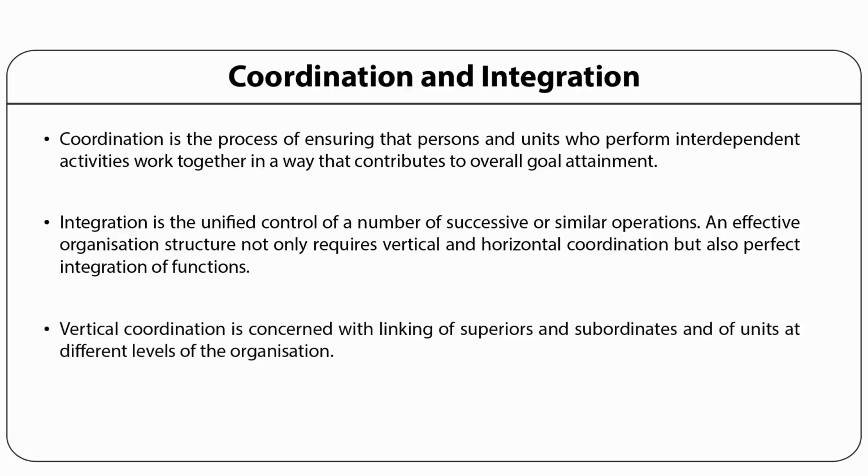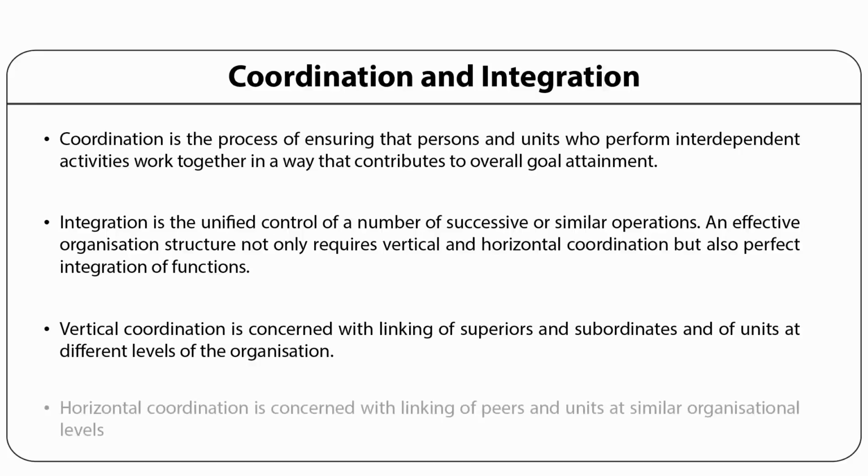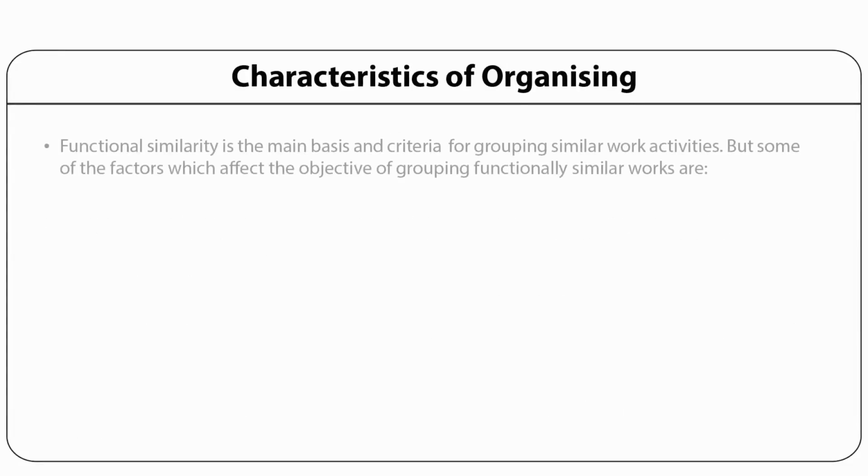Vertical coordination is concerned with linking of superiors and subordinates and of units at different levels of the organization. Horizontal coordination is concerned with linking of peers and units at similar organizational levels. Then what are the characteristics of organizing? The functional similarity is the main basis and criterion for grouping similar work activities.